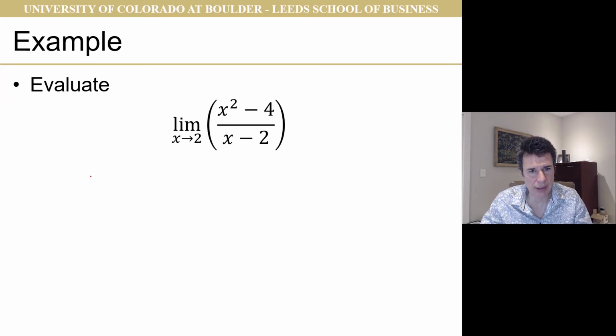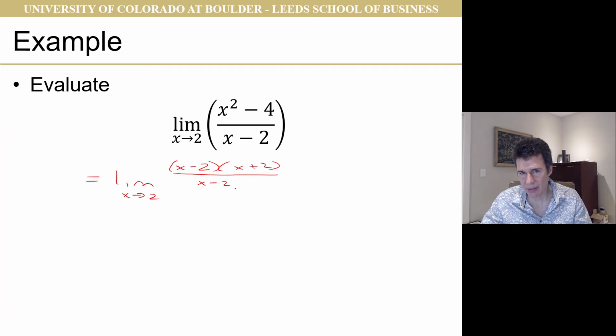So let's rewrite this. So this is equal to the limit as x goes to 2. And again, I can recognize the factors of the numerator. This is the difference of 2 squares. And so it's x minus 2 times x plus 2, all divided by x minus 2.